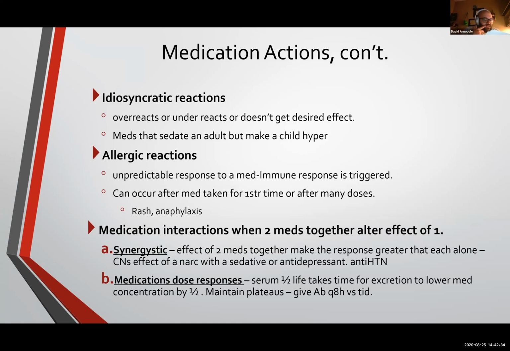All right, more actions. You have idiosyncratic reactions, overreaction or underreaction. You've already talked about this in the last lecture a little bit, but this is kind of reinforcing that. You have your over or under reactions or causing no reaction. Things like Ritalin. If you give Ritalin to a child, it relaxes them. If you give Ritalin to an adult, it stimulates them. Allergic reactions, again, stop infusions if that kind of situation happens.